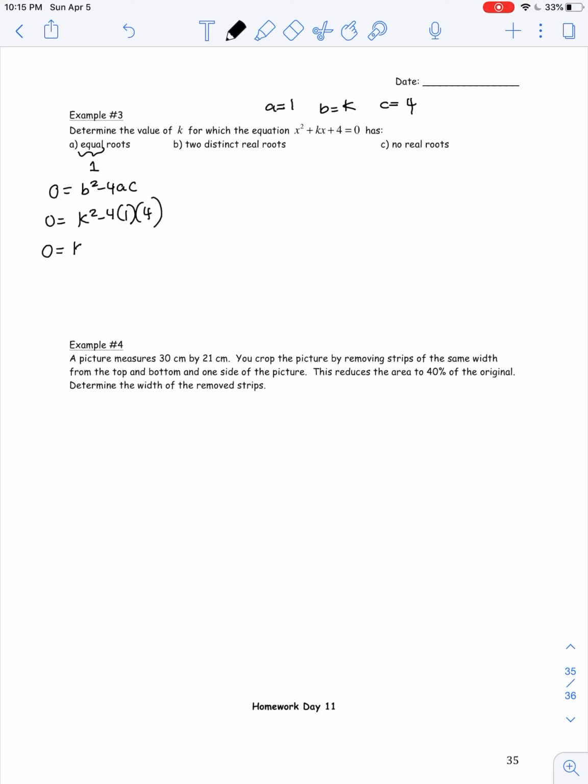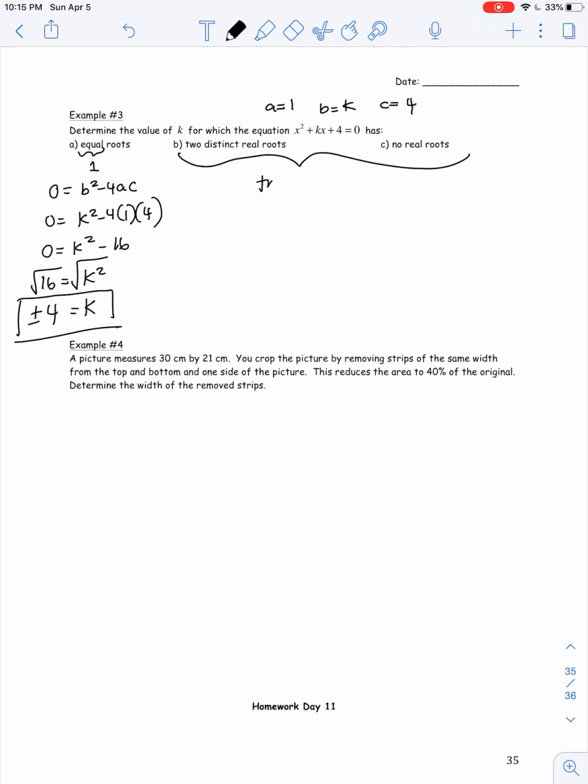Let's solve for k. So we are going to get k squared minus 16. And if we bring that 16 over, we get positive 16 equals k squared, and then we're going to have to square root it. So k can equal positive or negative 4. So what that tells us is that whenever k is positive or negative 4, we're going to get 0, where our discriminant is 0, and that means that there is only 1 solution.